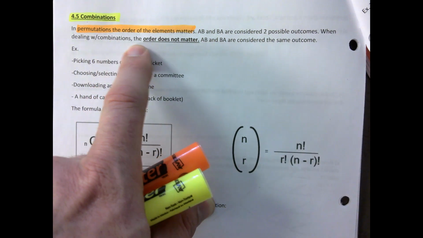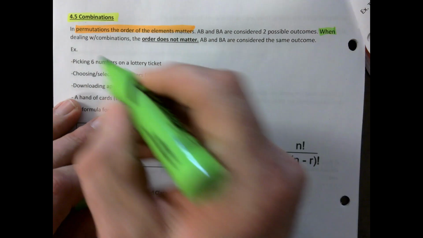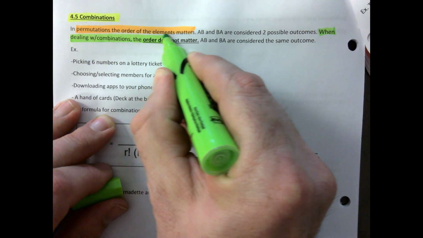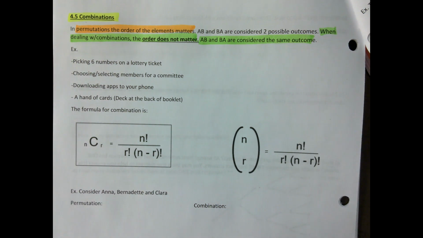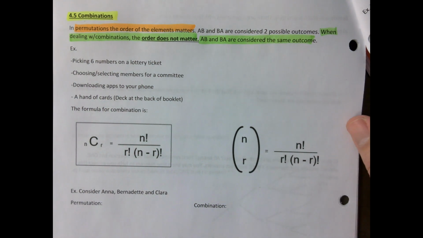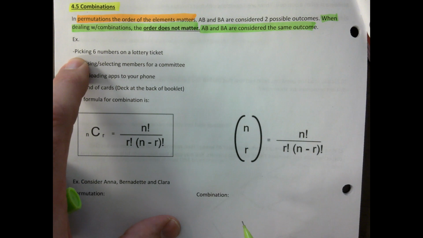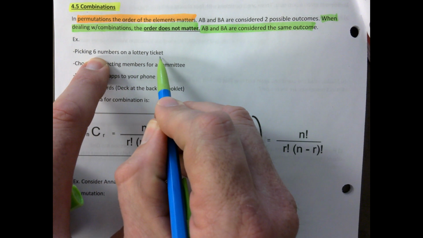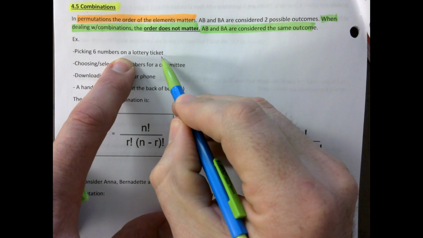When dealing with combinations, order does not matter, okay? AB and BA are considered the same outcome, okay? How do you know you're entering combinations? If you need to pick 6 numbers for the lottery ticket, like 6/49, you pick 6 numbers. It doesn't matter in which order you pick them in. It's just if they draw the 6 numbers you picked, you win. Okay, so that would be an example of combinations.